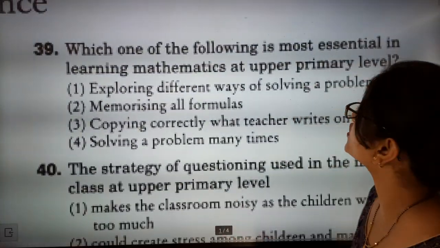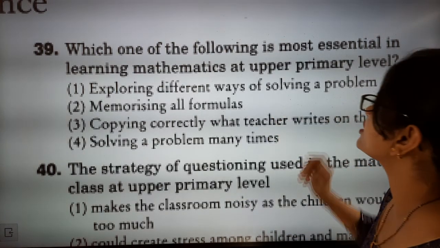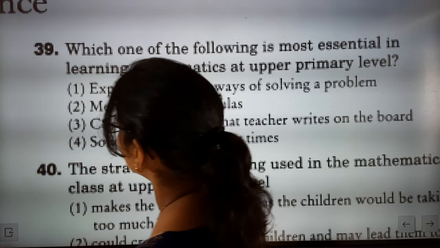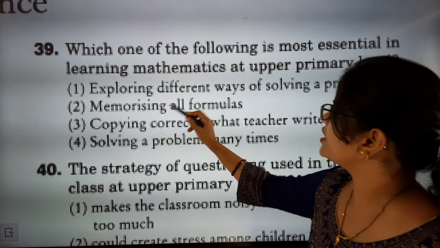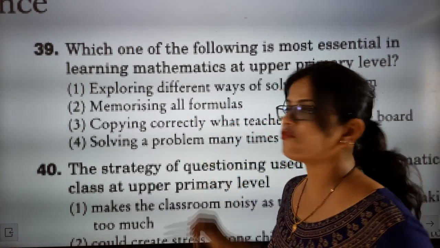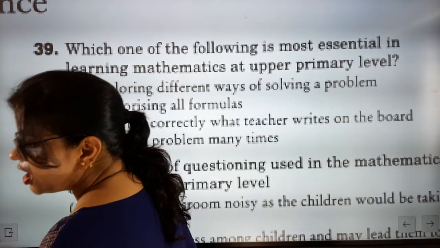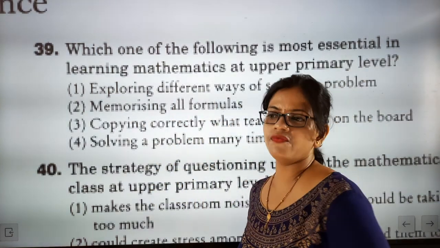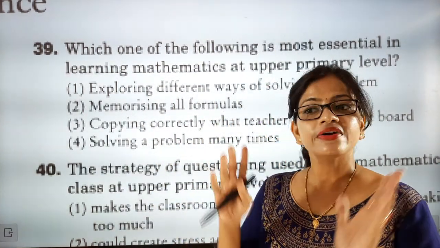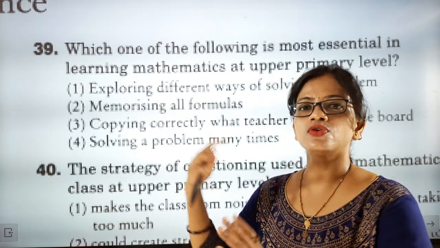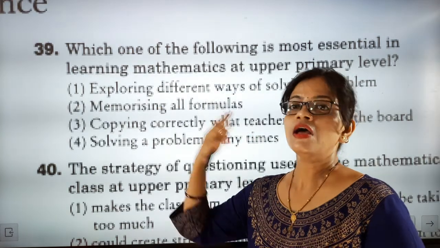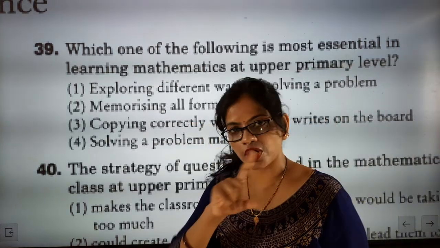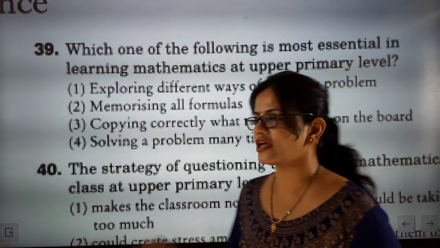Now the next one: which of the following is most essential in learning mathematics at upper primary level? Which one is to be taken as most essential in learning? Exploring different ways of solving a problem; memorizing all formulas is wrong. Always don't prefer this one. Memorizing something is never good. Our curriculum says that rather than mugging, rather than telling the child to go for repeated repetition of a particular statement, memorizing should never be done. Memorizing all formulas is not good.